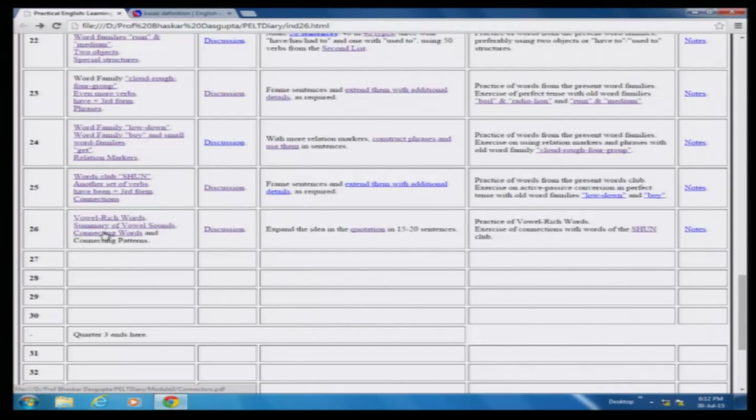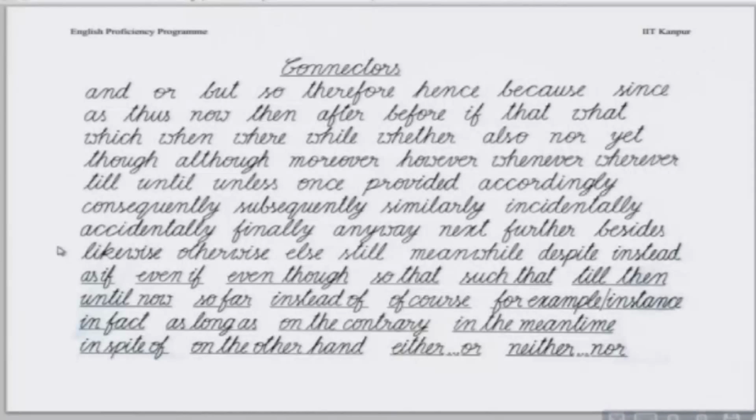So, more connecting words. Can you read out the first line? And here, if you do not know the meaning of any of them, you will ask, okay? Because these things are such that you typically should know the majority of them. And, or, but, so, therefore, hence, because, since. All are known. Therefore and hence are close. Because and since are close.